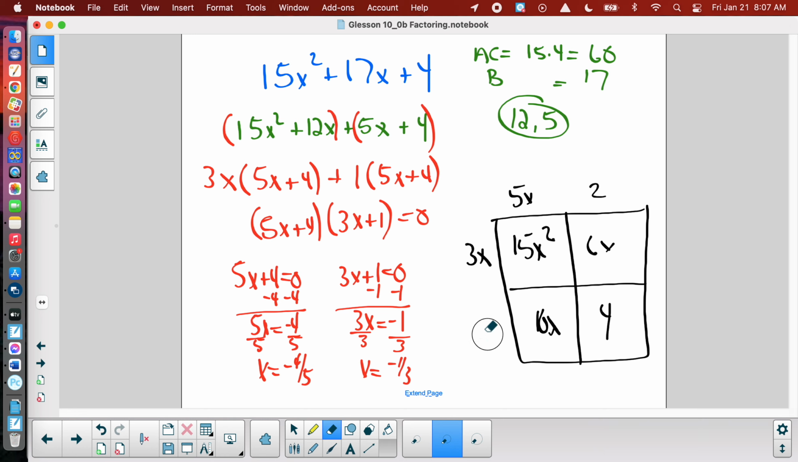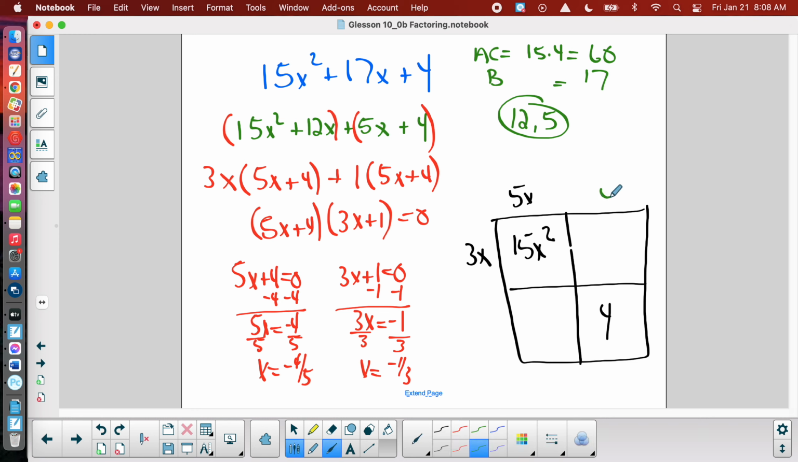And we'd have had to guess again. Because the 6x and the 10x gave me 16x, not 17x. It needed to be a 17x. So what if we guessed then the 4 and 1? Well, 3x and 4 is 12x. 5x and 1 is 5x. Aha, there's my 12x, there's my 17x. So 5x plus 4 and 3x plus 1.